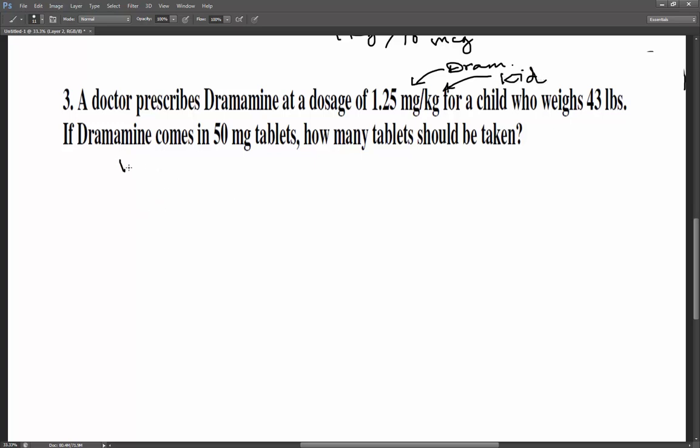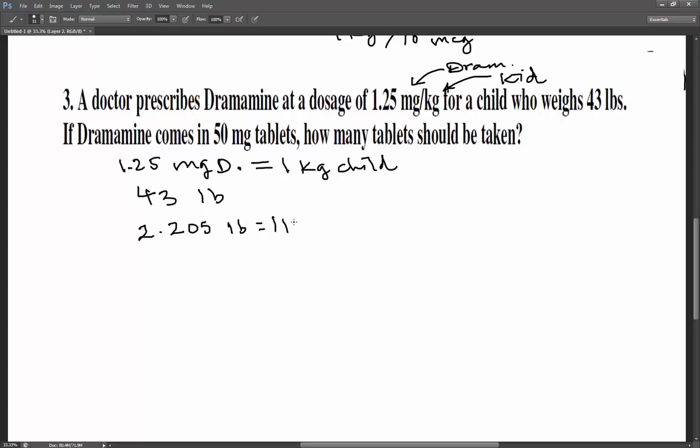All right, so we can pull out the numbers. 1.25 milligrams Dramamine equals every 1 kilogram of child. We're given that the child weighs 43 pounds. Now we can see, ooh, kilograms, pounds. I'm going to need a conversion factor. And I would have to give you something, right? Because we don't need to know the English conversion factor. So I'll give you this: 2.205 pounds is equal to 1 kilogram. And we also see that it comes in 50 milligram tablets. So 1 tablet of Dramamine equals 50 milligrams of Dramamine.